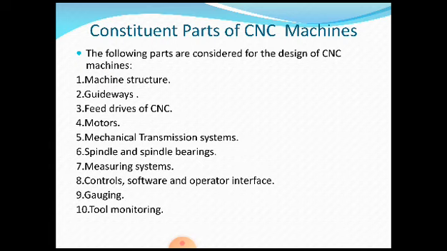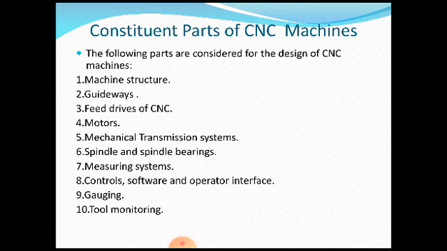Mechanical transmission system. As a whole, whenever a CNC machine is designed, we require certain mechanisms like the rack and pinion mechanism, as we have discussed, and belt drives, etc. All these drives can also be used in a CNC machine for the purpose of transmission of the power or the motion. Spindle and spindle bearings. Whatever the quality of the spindles and spindle bearings used in CNC machines, they also play a very important role as far as performance efficiency is concerned whenever any operation is being carried out.